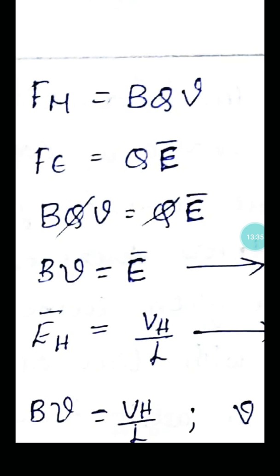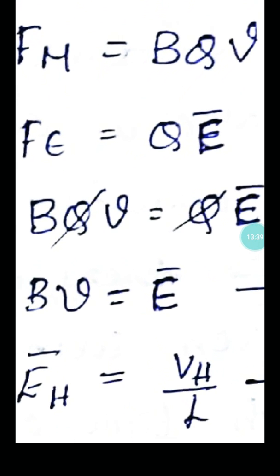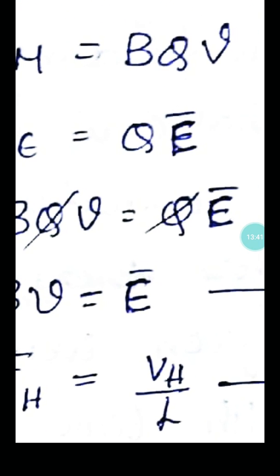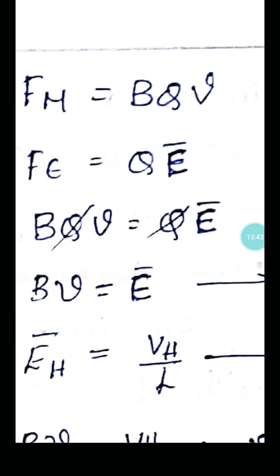At one stage, you have to equate these two expressions. The first expression is BQV and the second expression is QE. Then Q and Q get cancelled, so BV is equal to E bar, right? Then what about EH here? EH can be defined as the Hall electric field intensity.